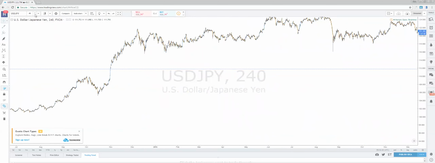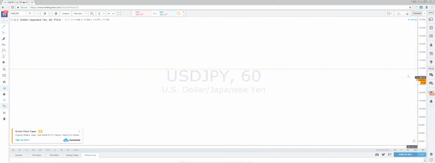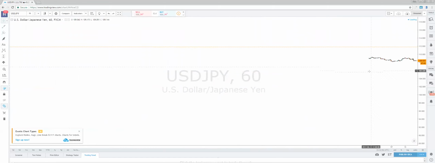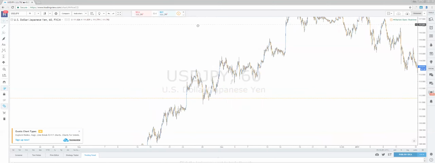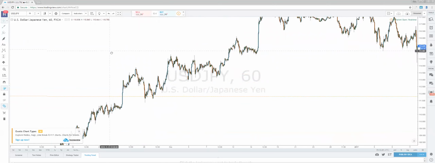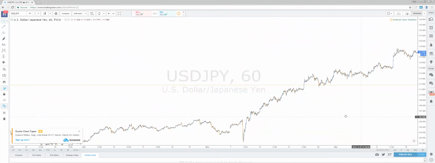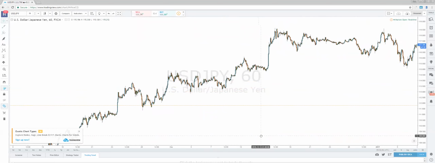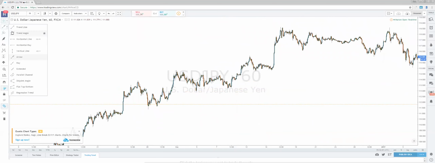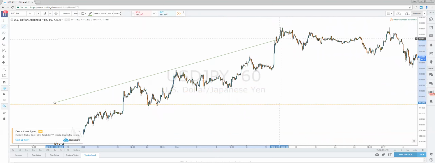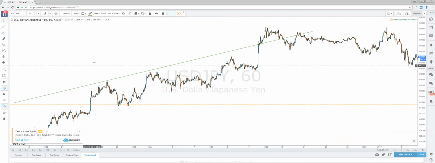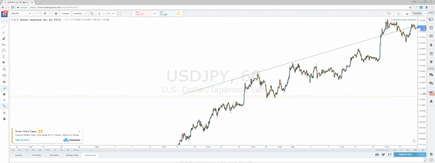Let's go on the 1 hour. Let's see what's on the 1 hour. Okay, so here's a quick little example here. You kind of see how these little spikes here. Okay, so this would be an uptrend right here.